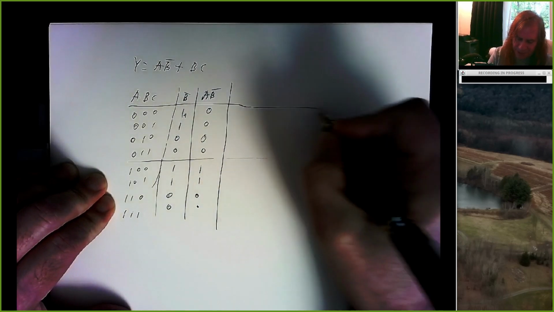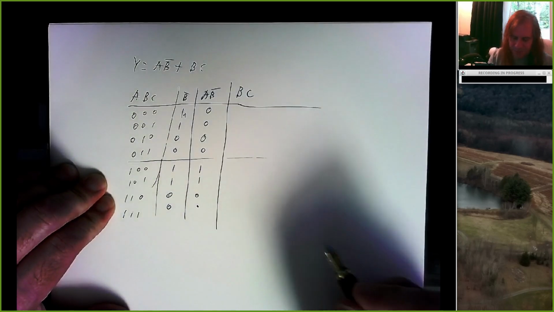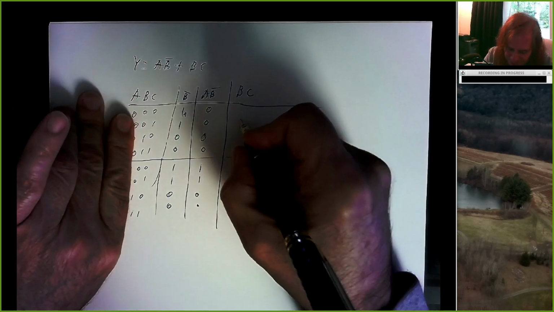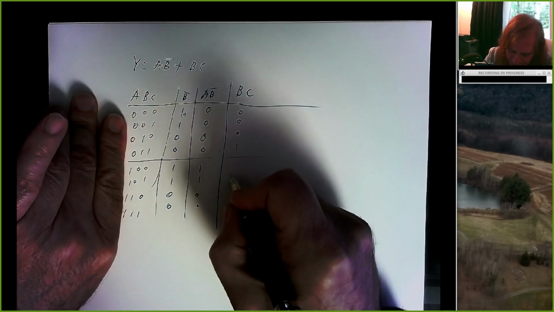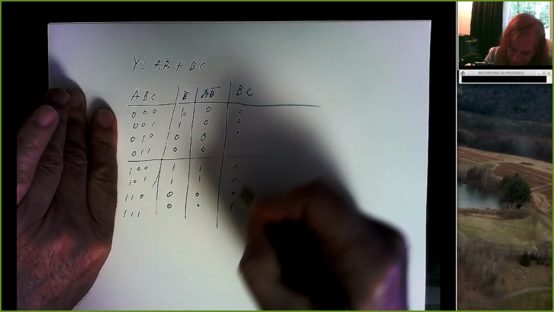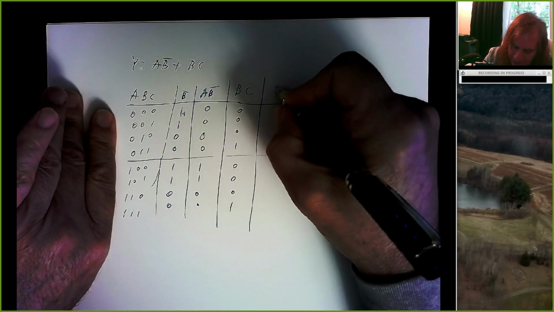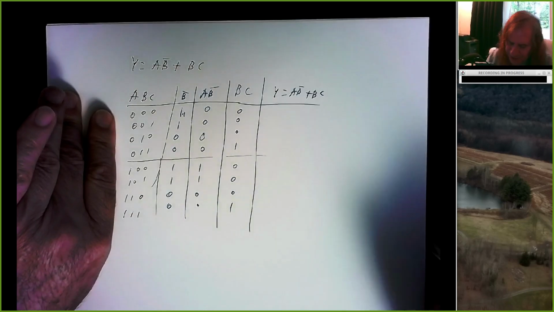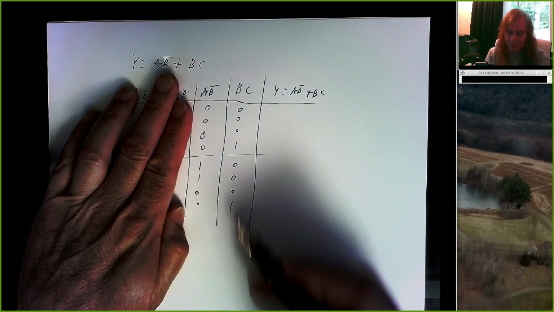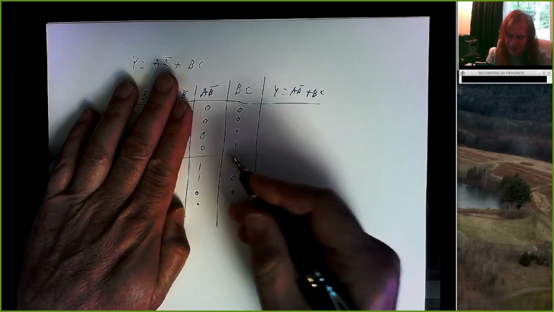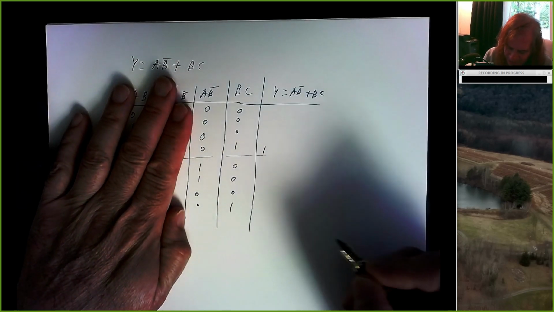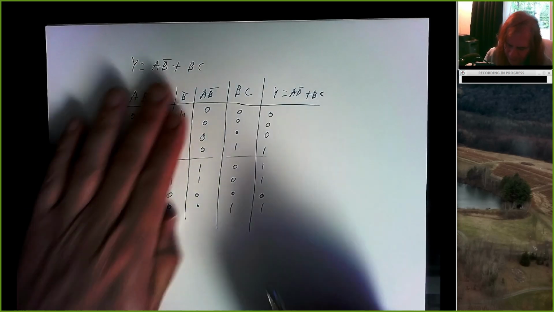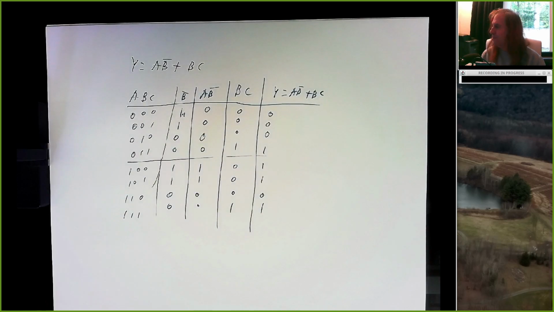And now I'm going to make another column for B ANDed with C. And that's just the AND of these two columns. So this is 0, 0, 0, 1, 0, 0, 0, 1. And now I'm going to write Y, which is A B bar ORed with B C. Well, now I just have to OR these two columns. And so if any of these two columns is a 1, then the OR will be a 1, otherwise it will be a 0. And so there's my truth table for Y.